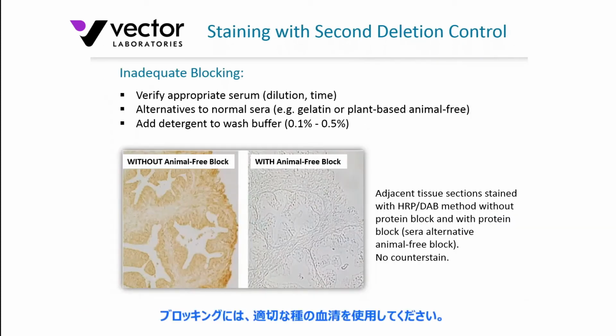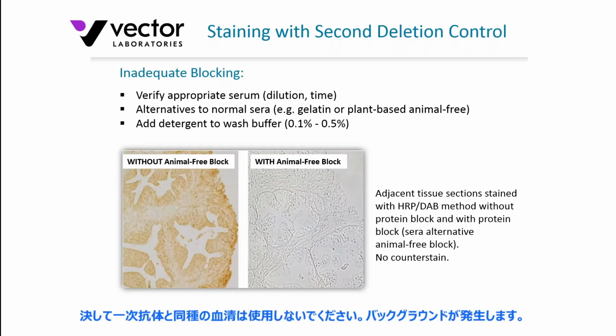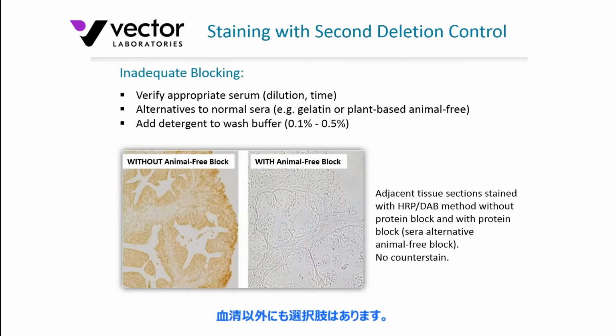Inadequate blocking or inappropriate blocking, just make sure you've got the right serum there. If you're using, say, a goat anti-rabbit secondary antibody, you'd use goat serum. The idea is to use serum from the same species in which that secondary antibody is raised. If you're using a donkey anti-rabbit, you use donkey serum. Make sure you're not using rabbit serum as a blocking agent with an anti-rabbit secondary antibody. That will generate background.